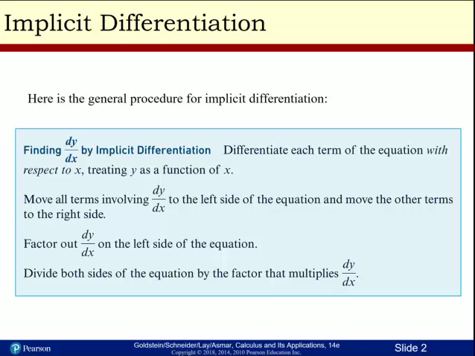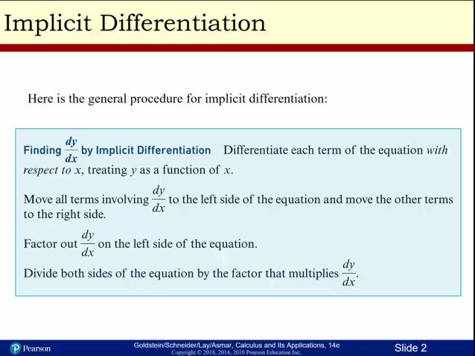Now, for implicit differentiation, here's the general procedure. You're going to differentiate each term of the equation with respect to x, treating y as a function of x. Move all terms involving dy over dx, which is y prime, to the left side of the equation, and move the other terms to the right side. Factor out dy over dx on the left side of the equation. Divide both sides of the equation by the factor that multiplies dy over dx.